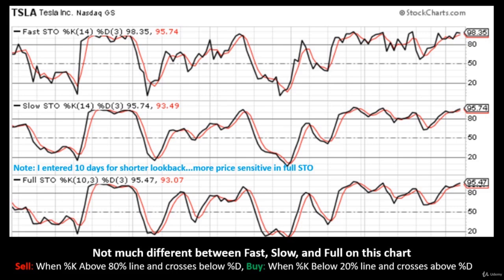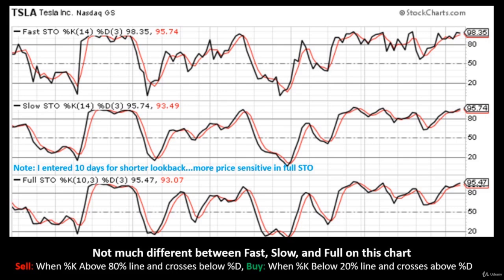So sometimes you might see something using your traditional one, your original one, and then it's just a simple click of a button or two to overlay it with a slow one or replace it with a slow one to see it a little bit better visually. Again, the full one on the bottom is all customized between them. So whatever you put in is going to have a dramatic impact on the chart. I used a 10-day for a shorter look back to see if it was more price sensitive, which it would be by using it in a full STO.